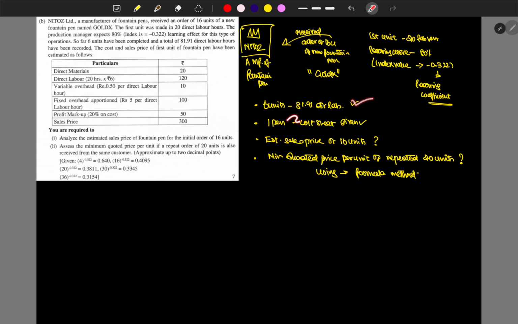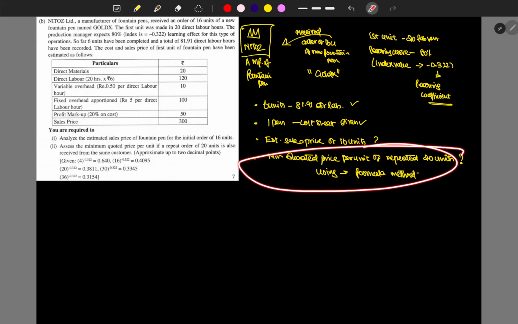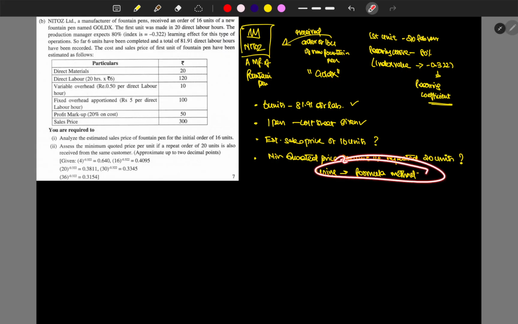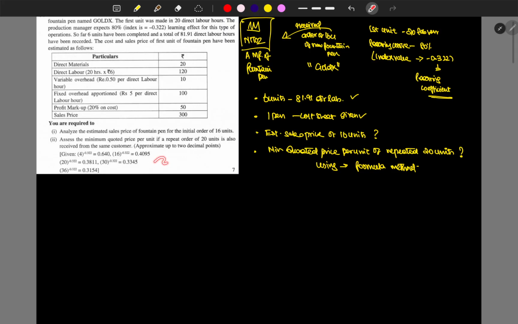The details have been given in the question. For one pen, the cost sheet is given, showing how much cost they are incurring, along with the sale price and the profit margin. Then they asked us to find the estimated sale price for the first 16 units, and then the minimum quoted price per unit for a repeat order of 20 units using the formula method. They have given the logarithm values here.